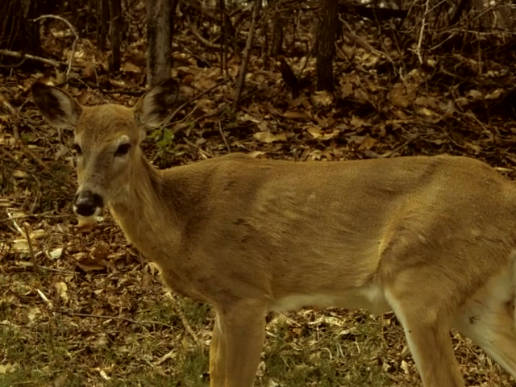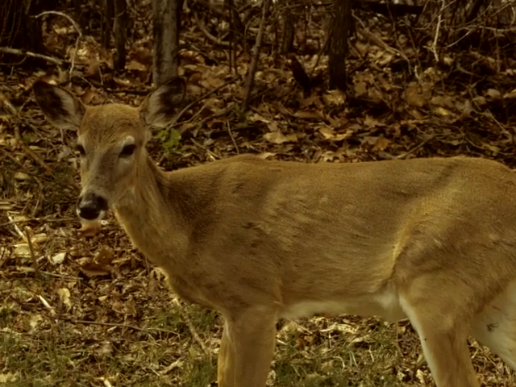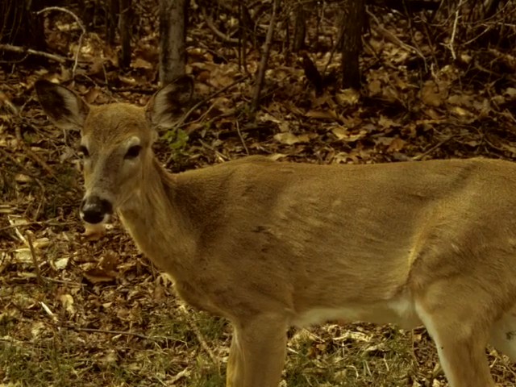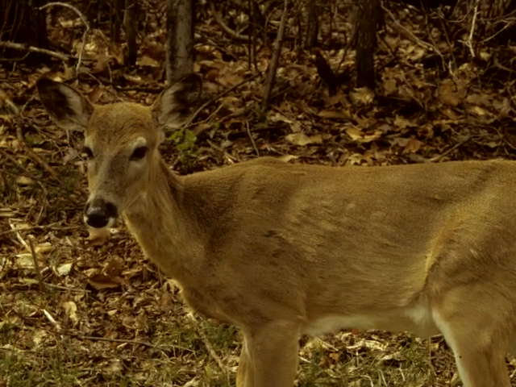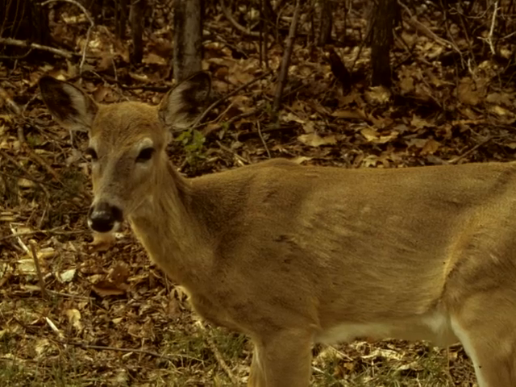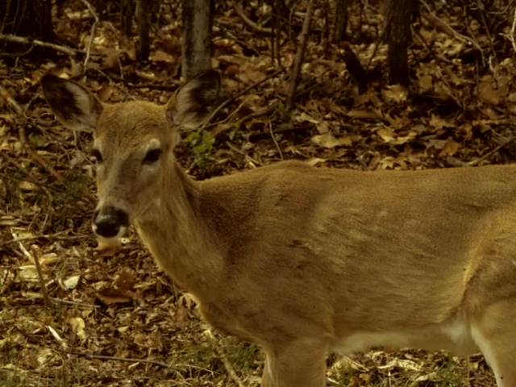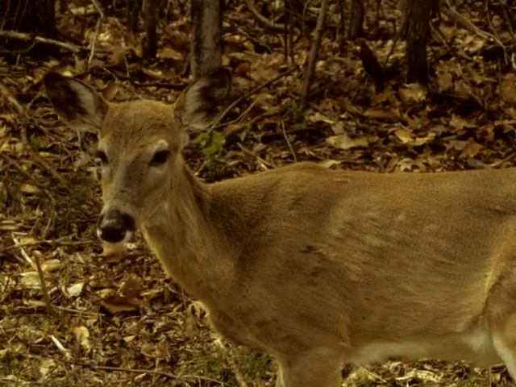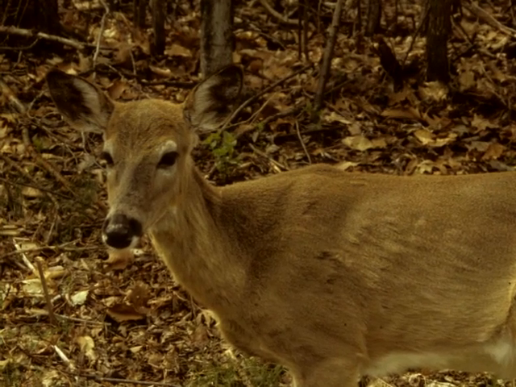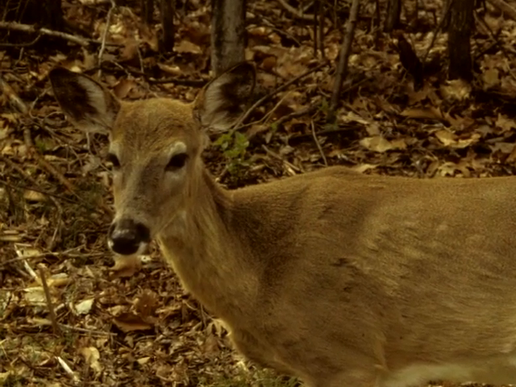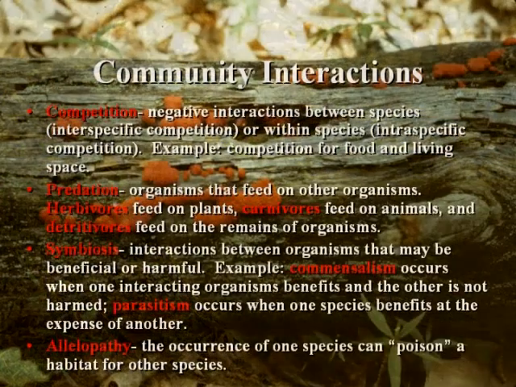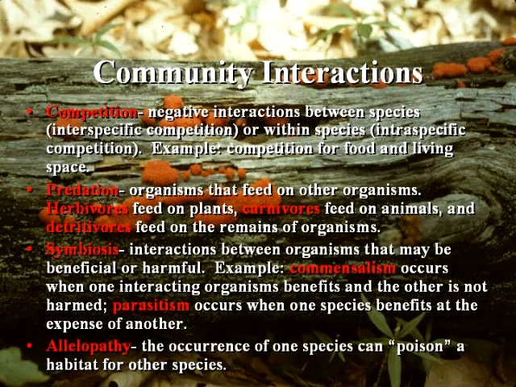There are some terms that relate specifically to feeding on plants, like herbivory. So herbivores are animals that eat plants, whereas carnivores are animals that eat other animals. Detritivores are still another class, and these are organisms that feed on the dead remains of other organisms.